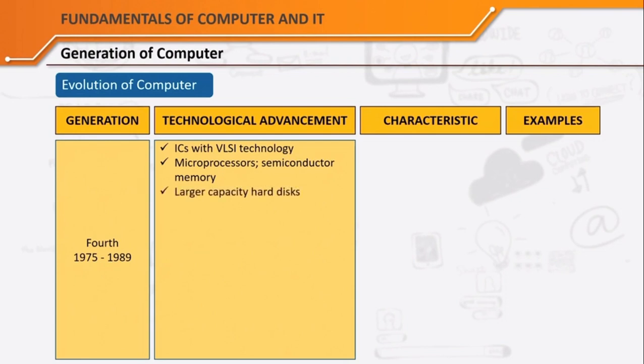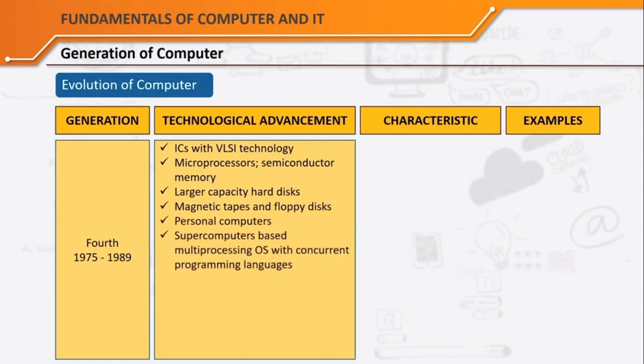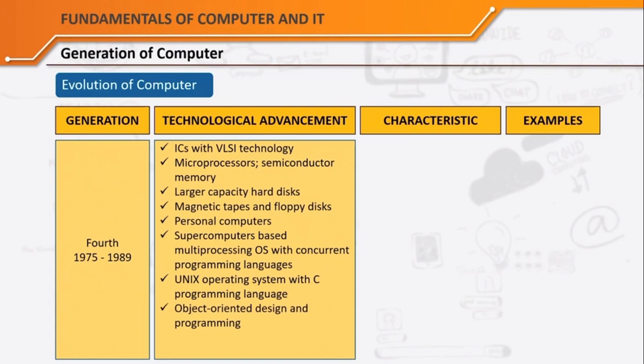Then we have a larger capacity, means you can say that larger capacity hard disk was developed in this generation also. After that, the advancement we have in terms of magnetic tapes, floppy disk. Then this generation introduced the personal computer worldwide. We have the concept of supercomputer, which is entirely based on a multiprocessing operating system and which performs multiple tasks at the same time. We have the Unix operating system which was developed in C programming. Then we have the concept of object oriented programming. Then we have network based computers. We have supercomputing applications also. So these are the advancements which took place in the fourth generation computer.